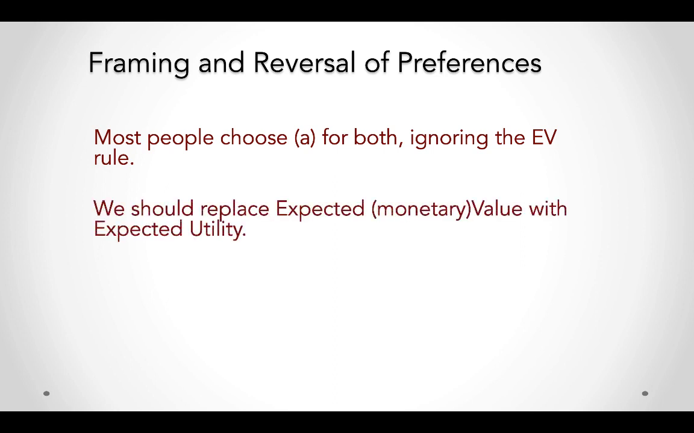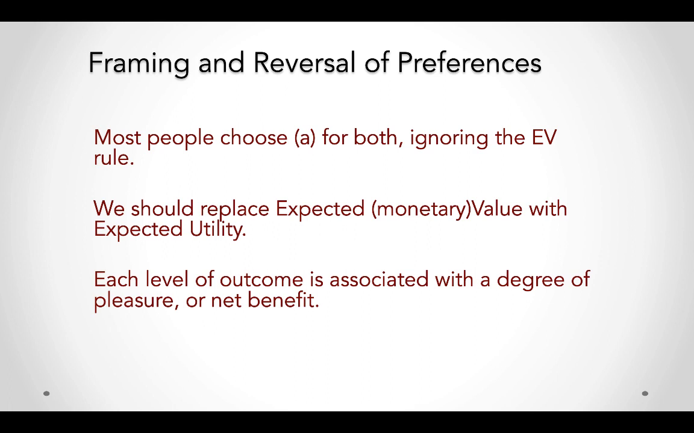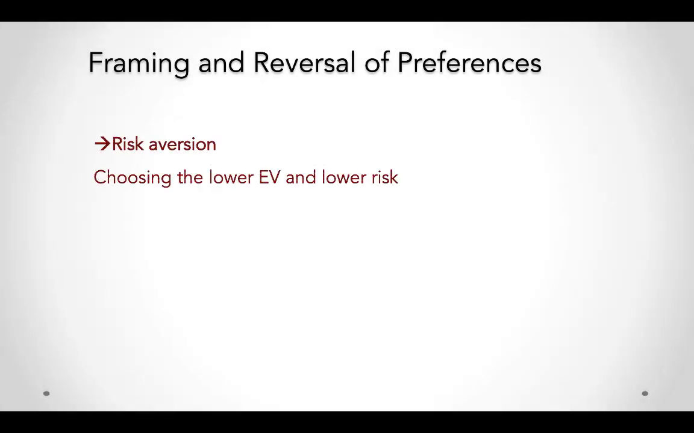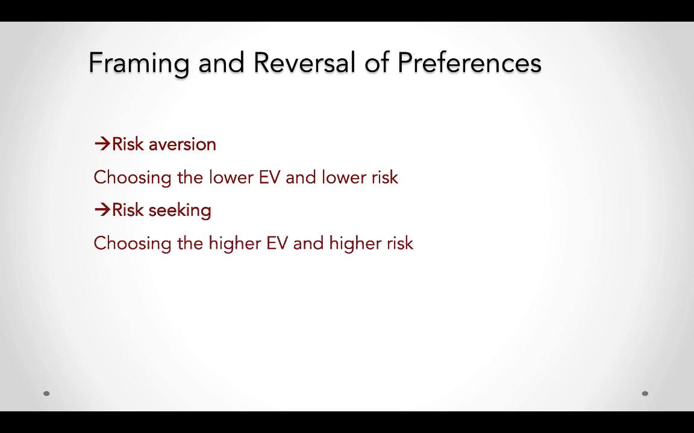So let's move on. We should really replace, in behavioral economics, the expected monetary value with a different name called expected utility. Utility is the pleasure I get, the happiness, but we call it utility. So in this case, if we are choosing different expected values, then we are called risk averse, risk seeking, and risk neutral, right?